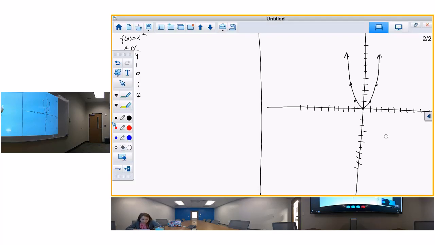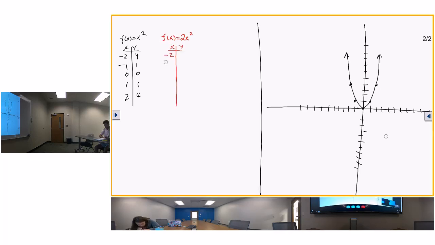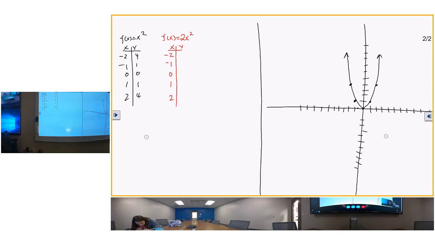Now I want you to do it in a red color. It means red, pink, orange, anything that's got a little bit of red if you got different colors. I told you to get highlighters, colored pencils, or pens. I want you to do f of x is equal to 2x squared for -2, -1, 0, 1, and 2. All right, draw that one on the graph with this one. You can use a pencil to plot your points, but then color it with a highlighter or something to distinguish it from the basic points.